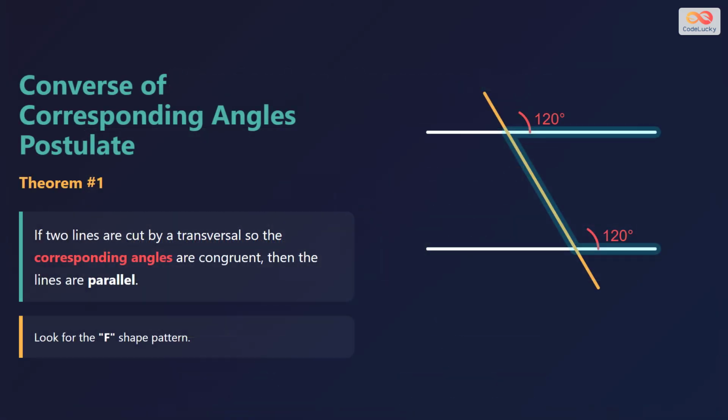Our first theorem is the converse of the corresponding angles postulate. It states that if two lines are cut by a transversal and the corresponding angles are congruent, then the lines are parallel. Visually, you can look for an F shape.